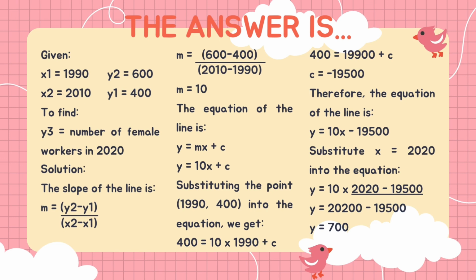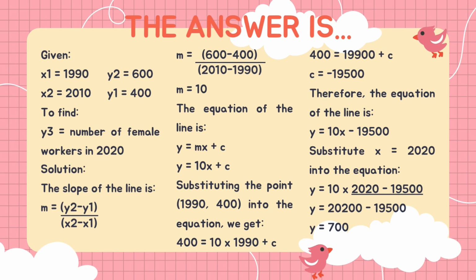The equation of the line is y equals mx plus c. y equals 10x plus c. Substituting the point (1990, 400) into the equation, we get 400 equals 10 times 1990 plus c. 400 equals 19,900 plus c. c equals minus 19,500. Therefore, the equation of the line is y equals 10x minus 19,500.